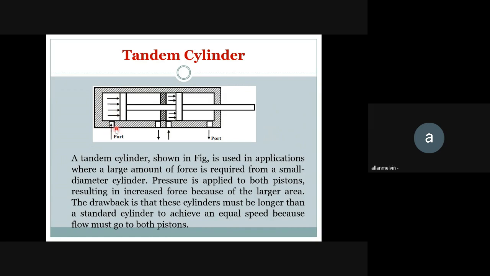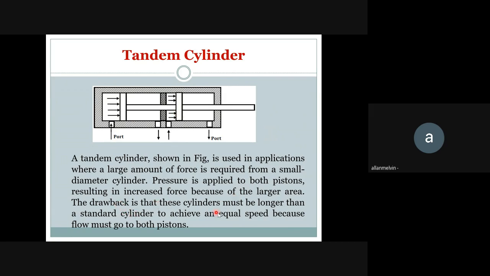When you supply pressure for it to extend, you supply both ports. Because of the larger area of exposure, here there is one piston and here there are two pistons, so the area will be double and the force will be double as well. So pressure is applied in both pistons, resulting in increased force because of the larger area of piston. You supply both sides.